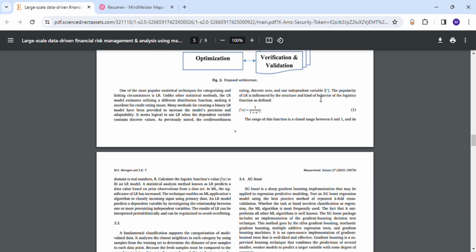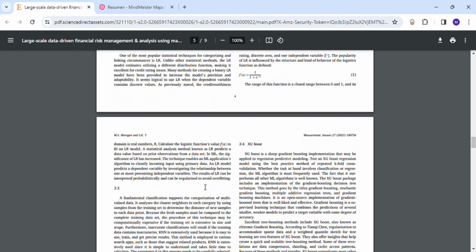The popularity of LR is influenced by the structure and kind of behavior of the logistic function as defined like that. The range of this function is a closed range between 0 and 1. Its domain is real numbers. Calculate the logistic function value f of u to fit an LR model, a statistical analysis method known as LR, to predict a data value based on prior observations from a data set.